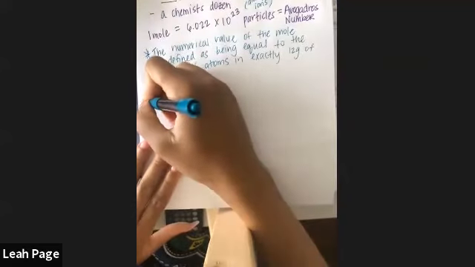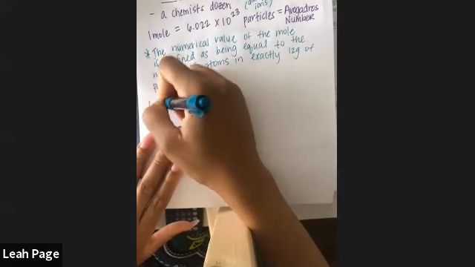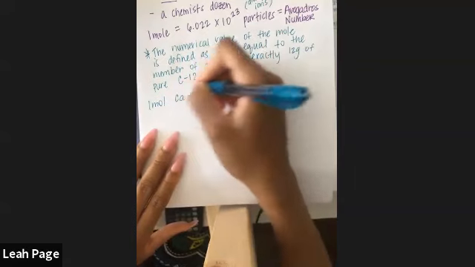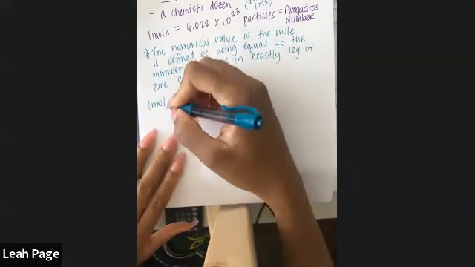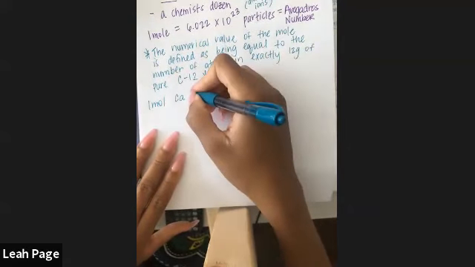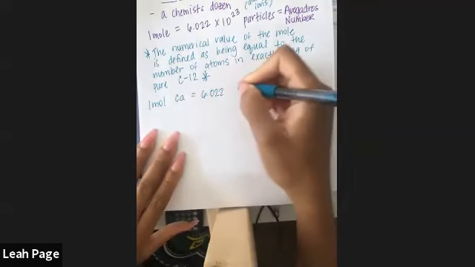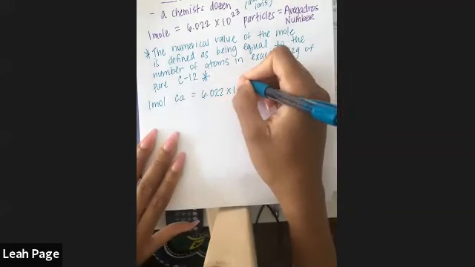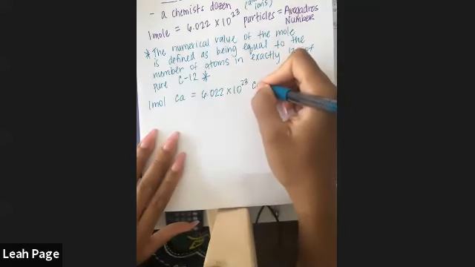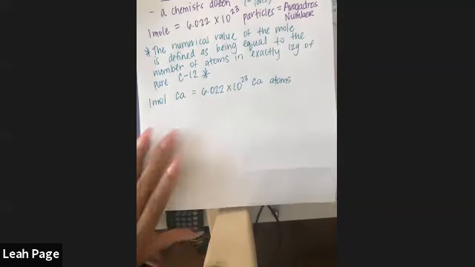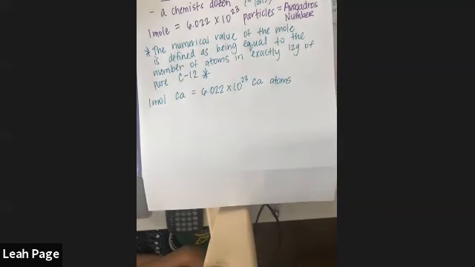So if I say I have 1 mole of calcium, I abbreviate mole with MOL, and I can say 1 mole of calcium is equal to 6.022 times 10 to the power 23 calcium atoms. And that's just because calcium is just an atomic element, and we'd say its particle is called an atom.